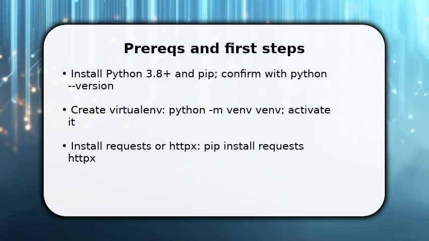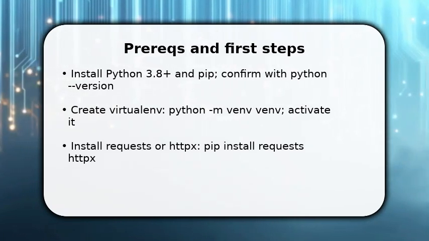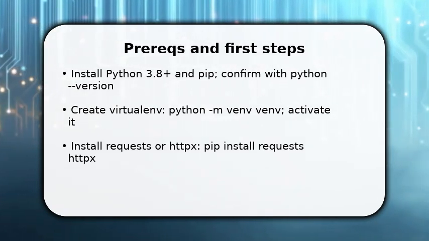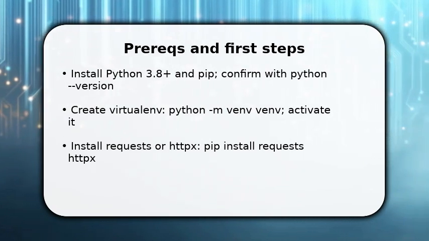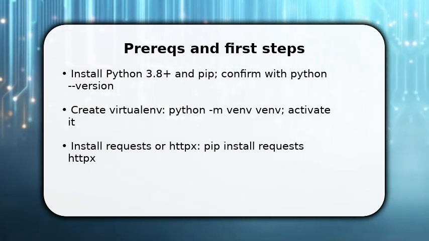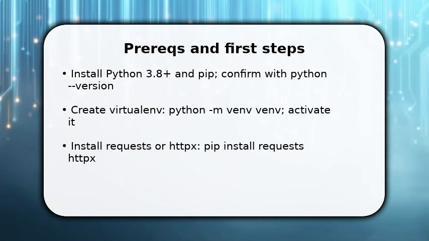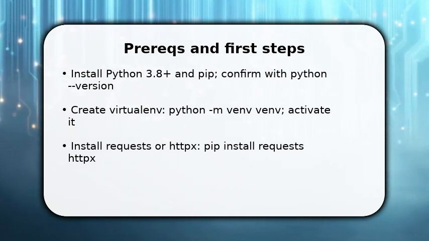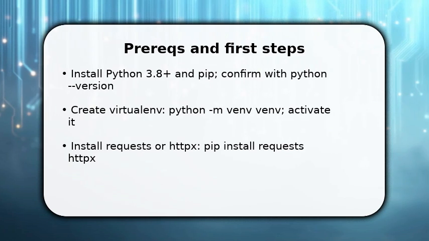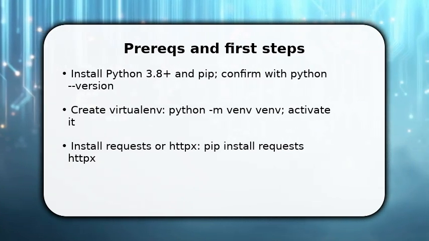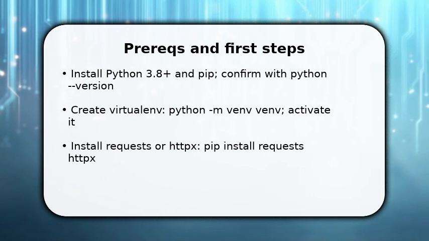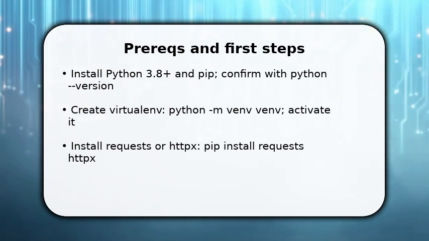Enjoy the video. You will start by ensuring Python 3.8+ and pip are available, then create and activate a virtual environment to isolate dependencies. Once done, install a simple HTTP client like requests or HTTPX so you can make calls. Make sure to choose one client and keep your requirements.txt updated. That keeps reproducibility.